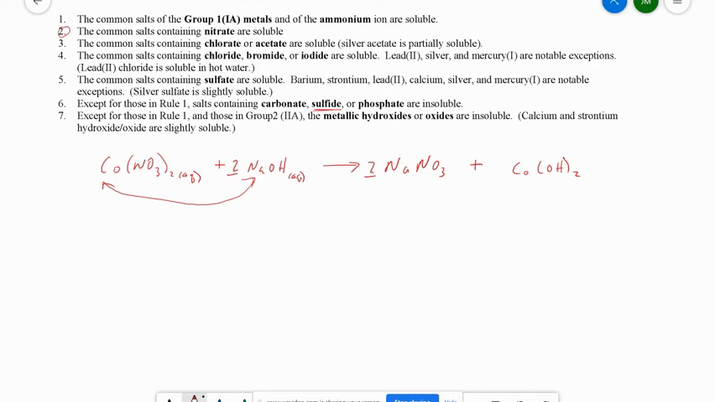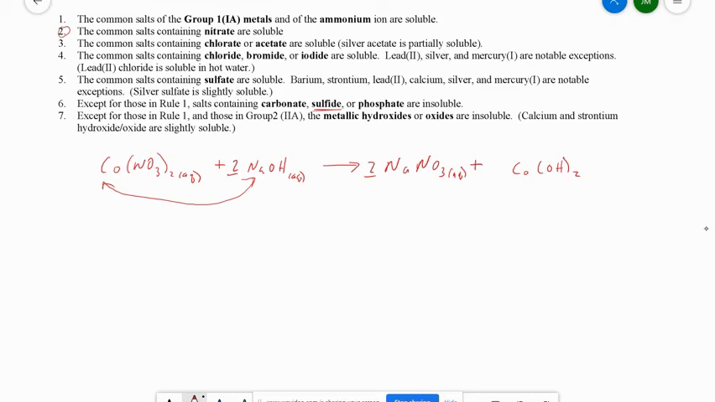Or either of these is going to be insoluble. All right, let's look at the first one. Sodium nitrate. Oh boy, that hits both rule 1 and 2. Sodium's a group 1 metal. Nitrates are from rule 2. So this is definitely aqueous.